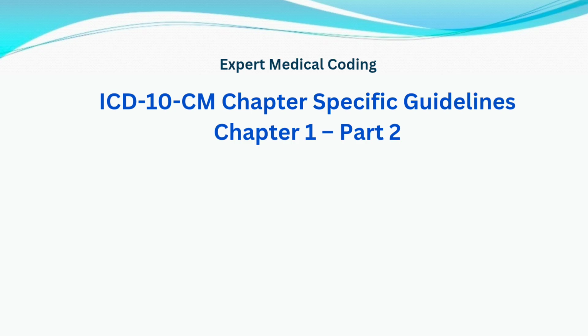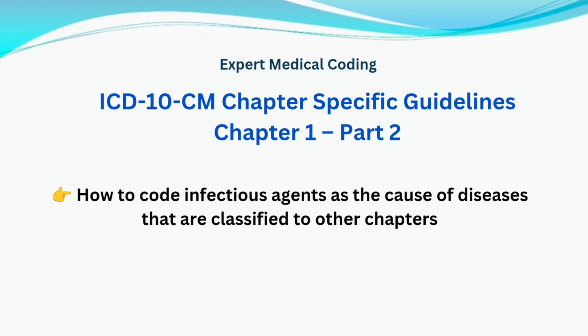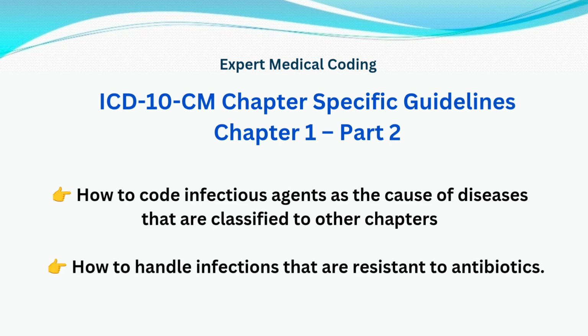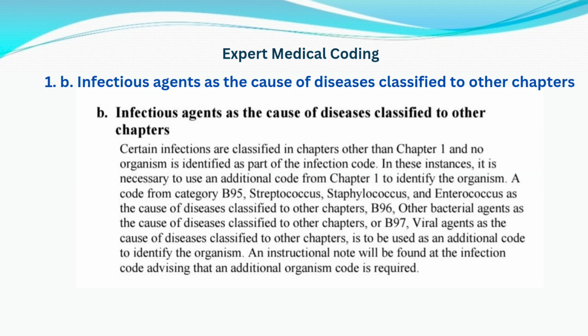In this video, we'll continue with the ICD-10-CM Chapter Specific Guidelines from Chapter 1, Part 2. This section focuses on two very important topics: how to code infectious agents as a cause of diseases that are classified to other chapters, and how to handle infections that are resistant to antibiotics. First, let's go through the official guideline. After that, I'll break it down into a simple explanation with easy to follow examples.